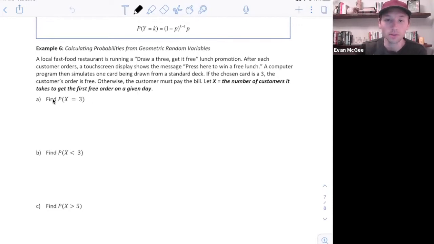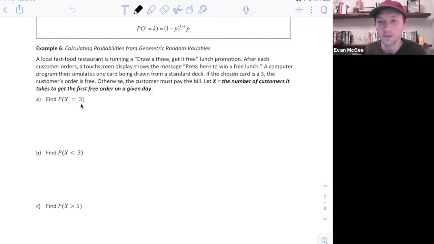So what's the probability that X equals 3? What's the probability that the first success, the first free lunch, comes on the 3rd customer? You've got to think about what that means. If the first person to win is the 3rd customer, that means the 1st and 2nd customers did not win. So you've got to figure out what the probability of success is here.